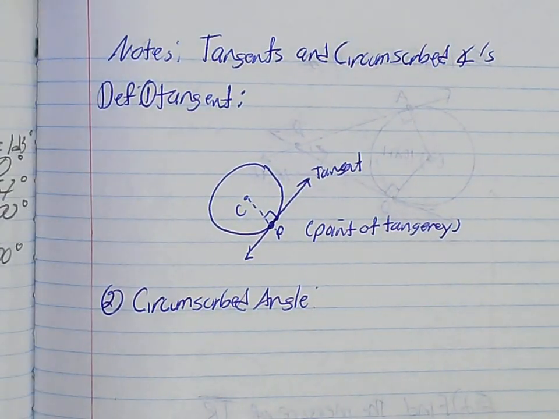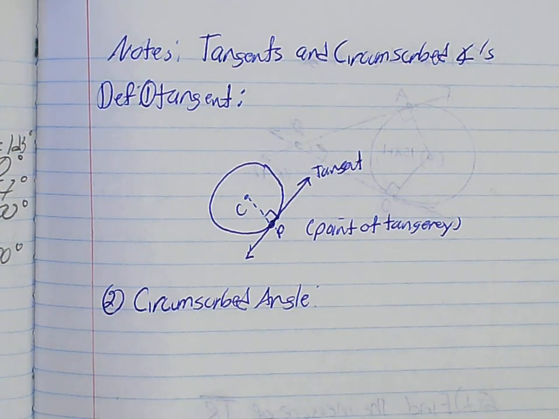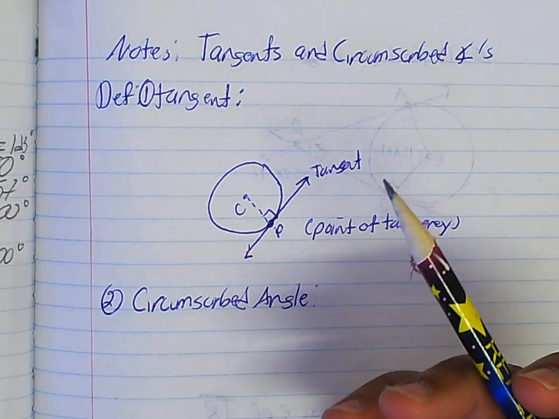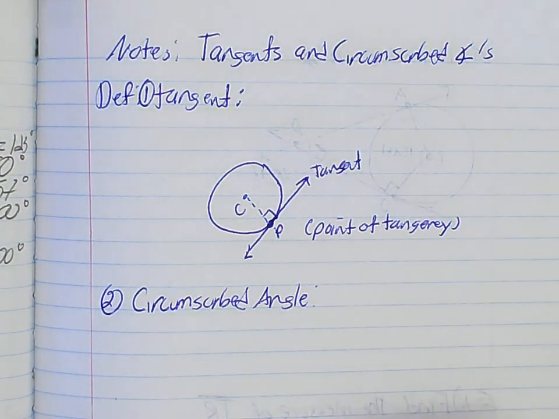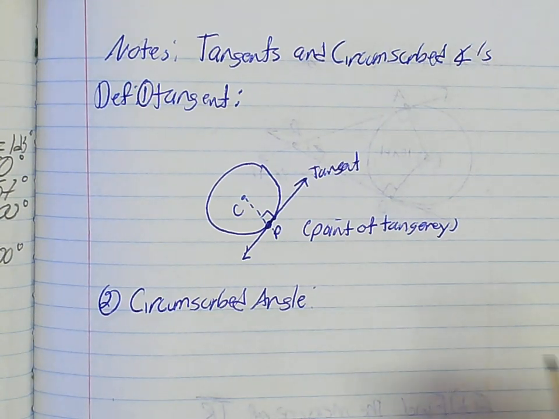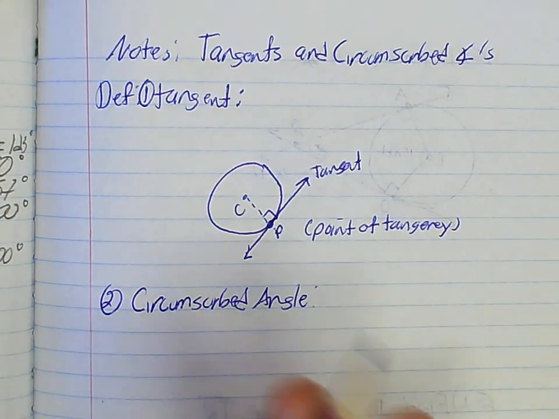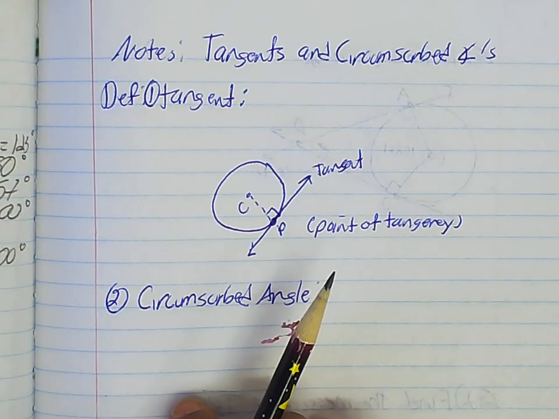Today we're doing notes over tangents and circumscribed angles. So I'm just going to define some of these. Again, I already have some things pre-drawn or pre-written on the video, so the video is not so long, but you can pause it as you're doing it. This does need to be put into your journal.